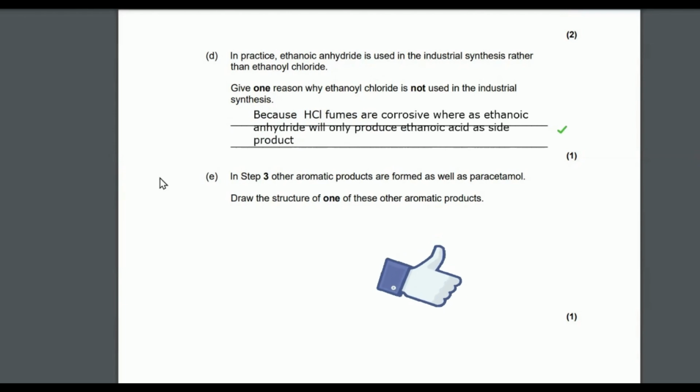Okay, let's get to the next question. In step 3, other aromatic products are formed as well as paracetamol. Draw the structure of one of these other aromatic products. So we're going to need to go back and look at what's happening in step 3, because there's some other products that aren't shown in this mechanism that are formed. So let's go back and have a look.